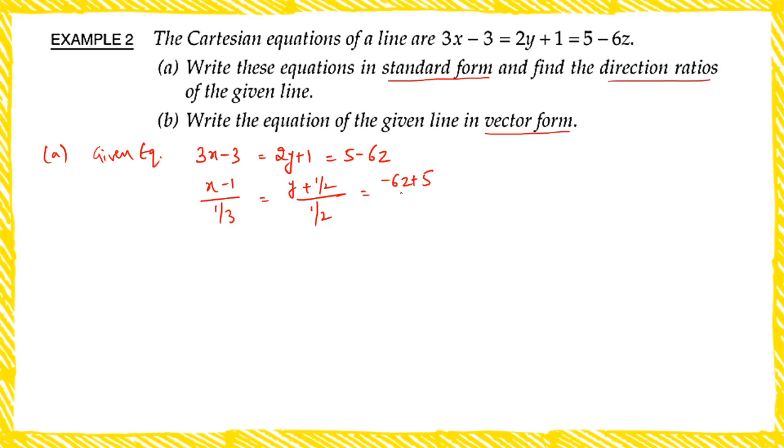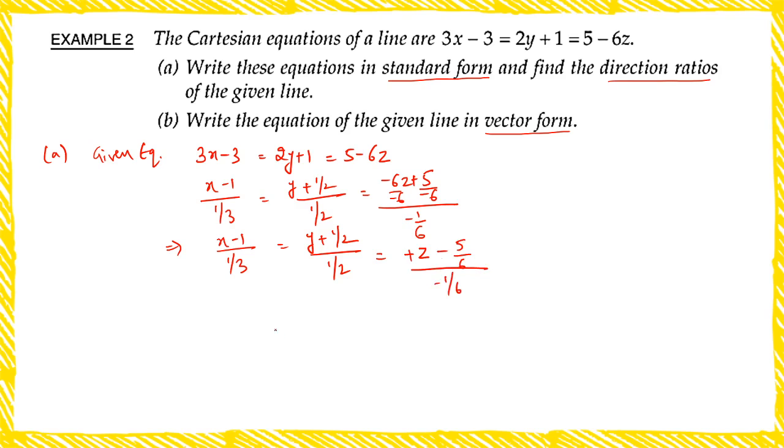And now we have to divide it by minus 6, so it will be upon minus 1 by 6. So what is it going to be? x minus 1 upon 1 by 3 is equal to y plus 1 by 2 upon 1 by 2, and it is z minus 5 by 6 upon minus 1 by 6. So this is the standard form. And what are the DRs now?